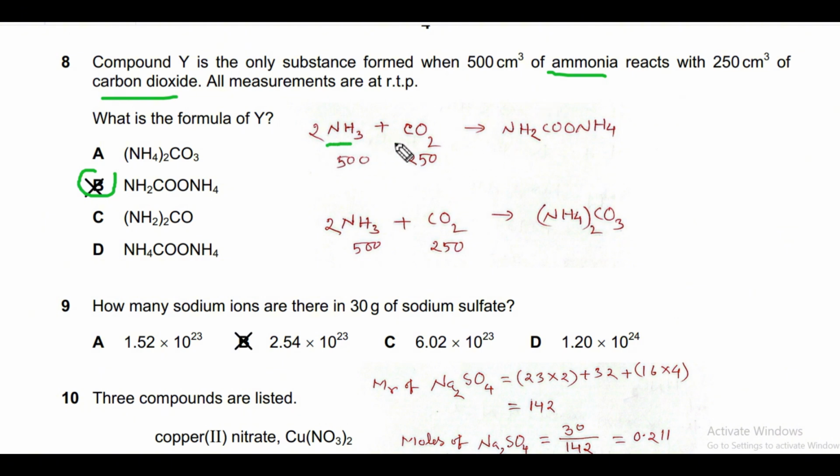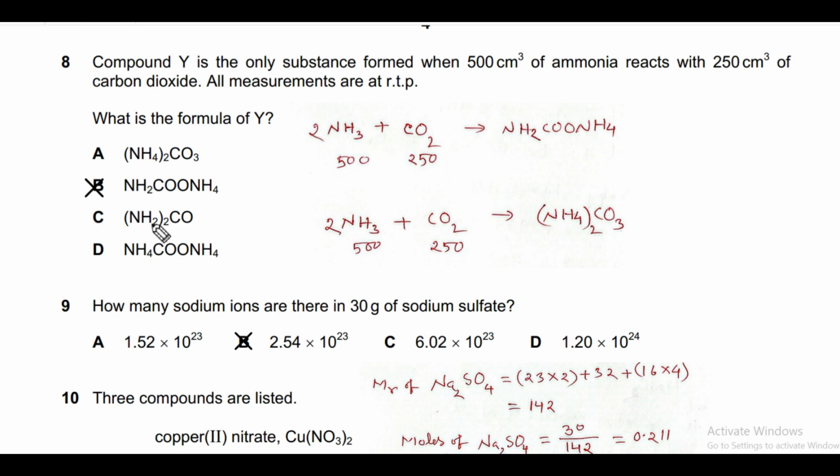If ammonia reacts with carbon dioxide to produce compound B, here 2 mole nitrogen, so nitrogen 2, hydrogen 6, hydrogen 2 plus 4, 6, balanced equation. Now you see ammonia 500 centimeter cube, 2 mole, 500 centimeter cube. So this 1 mole will be 250 centimeter cube. So B is the right answer.